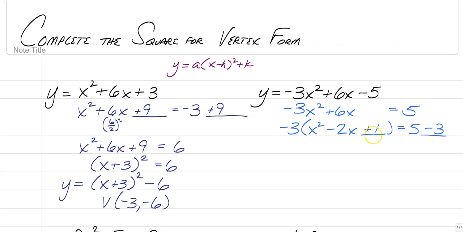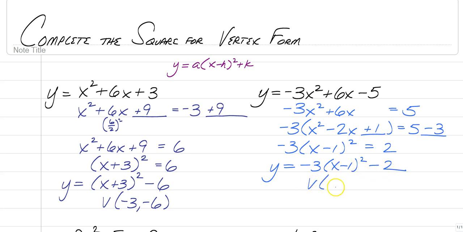We're going to write this as the square of a binomial now. So negative 3 times x, half of our b value will give us a negative 1, squared is equal to 2. Now we're just going to bring that 2 back over. So our vertex form is y is equal to negative 3 times the quantity of x minus 1 squared minus 2. And to state our vertex, it's opposite of what's inside, comma, the outside. So our vertex is 1 comma negative 2. Okay? And that's it.